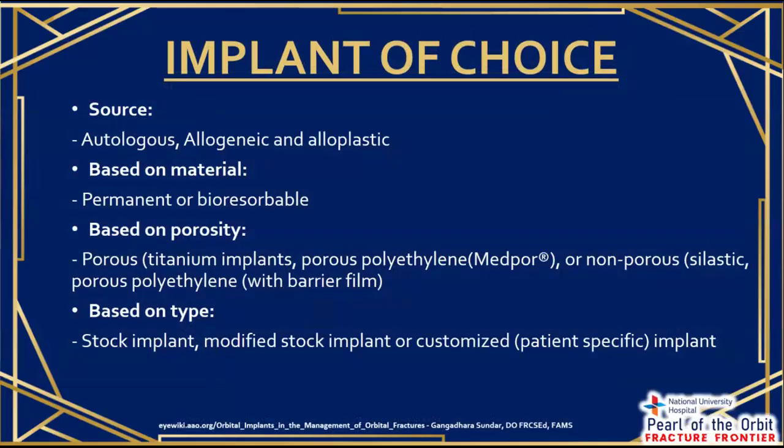There are several implant materials used in orbital reconstruction based on various characteristics. Orbital implants may thus be classified by source, whether autologous, allogenic, or alloplastic; by material, permanent or bioresorbable; by porosity, such as a titanium implant, a porous titanium implant, a porous polyethylene implant, or non-porous ones; and by type, whether stock implant, modified stock implant, or a customized PSI, or patient-specific implant, which is probably the most up-to-date type of implant at present.